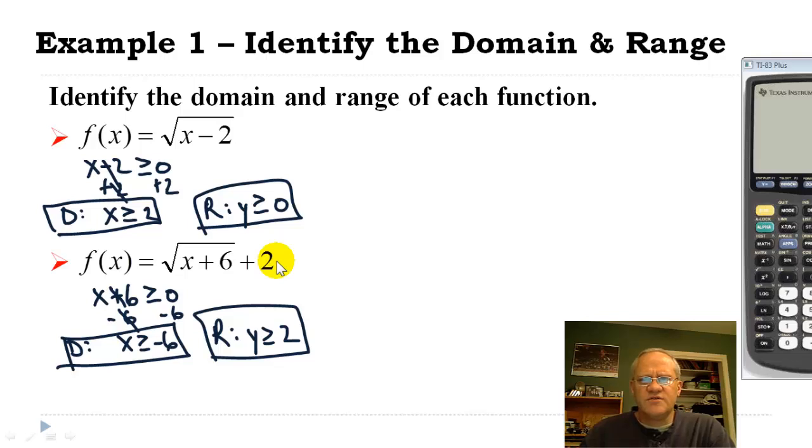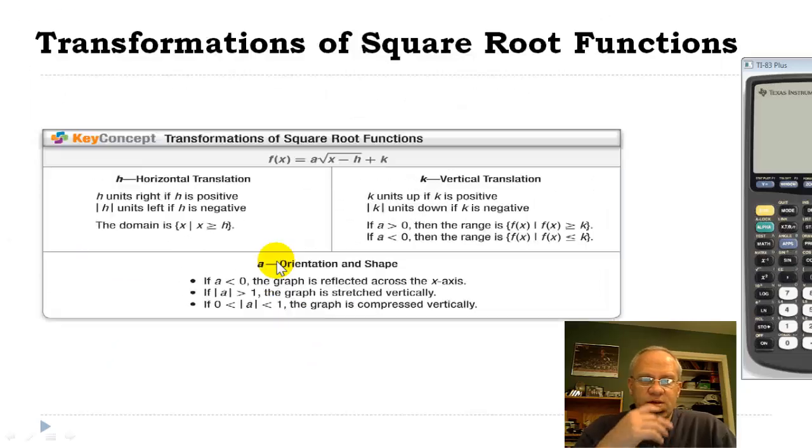I'm kind of getting a feel for this a little bit. So it's good to be able to do a few of these by hand. A lot of times you can see this on the calculator pretty easily as well. All right, let's look at the next thing.